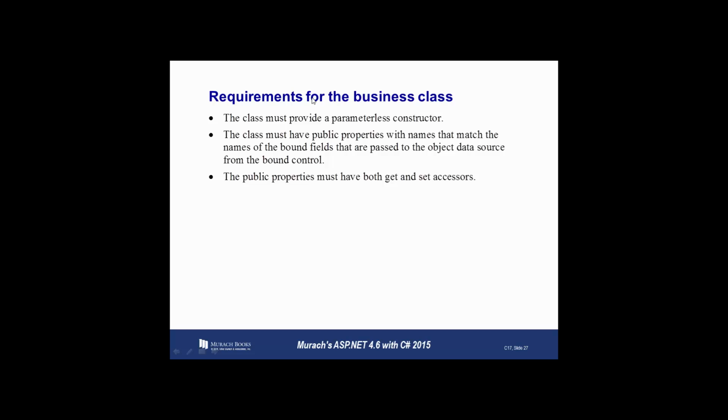We're also going to generate another C# class. This is going to be our business class. This is going to be our student, our account, or whatever our class is. And there are some rules for that business class. Really, they're pretty simple. It needs a parameterless constructor. It'll have public properties that match the names of the columns from your database. And they will have get and set accessors.